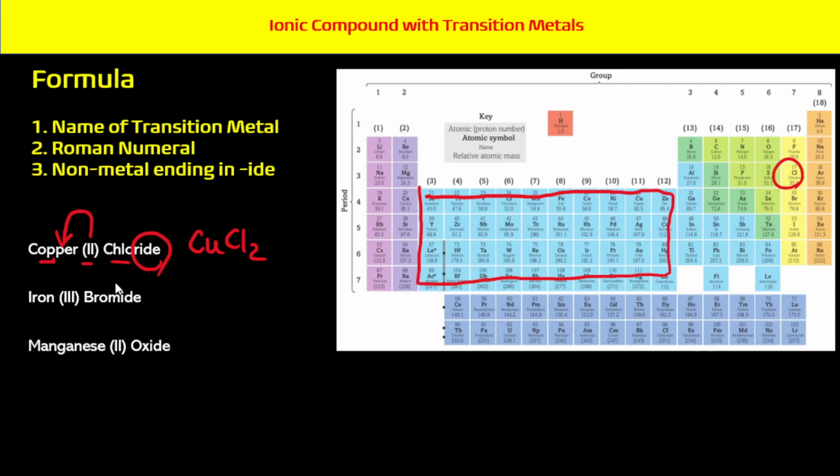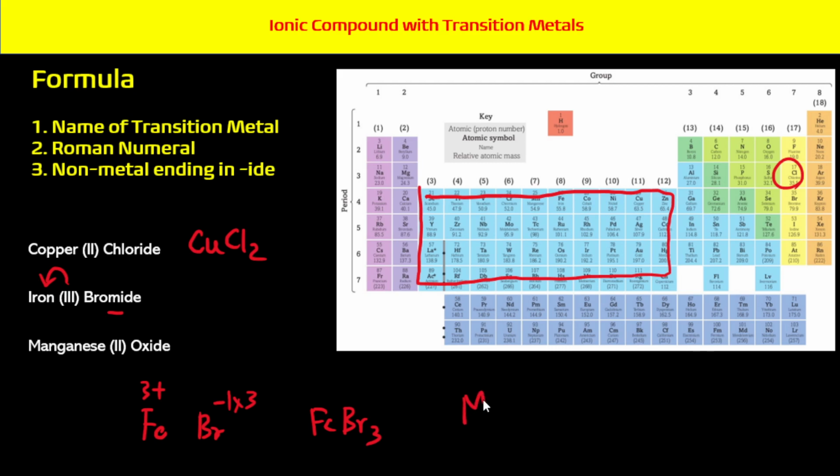Similar to before, the Roman numeral represents the charge on iron. So iron(III) bromide will be Fe. Since the Roman numeral is 3, it will have a charge of 3+, and bromide is Br-. So we have to multiply the -1 with 3, so there should be FeBr3.